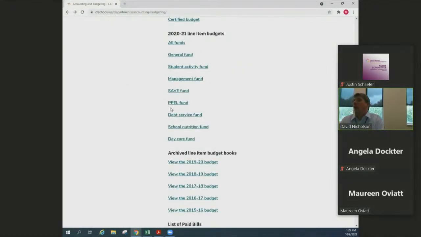So that is going through all of our highlights of how school finance and the different funds work, what they're used for, and where we're at. Does anybody have any questions?